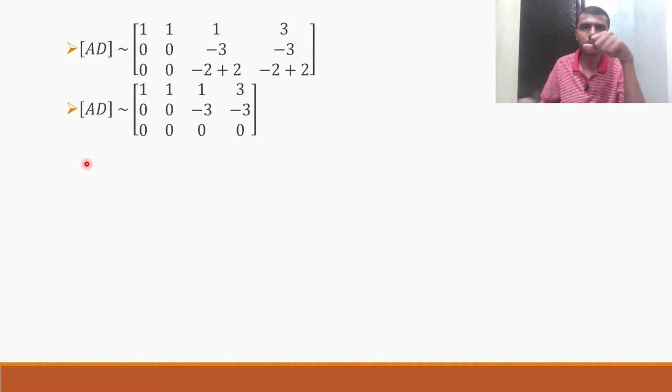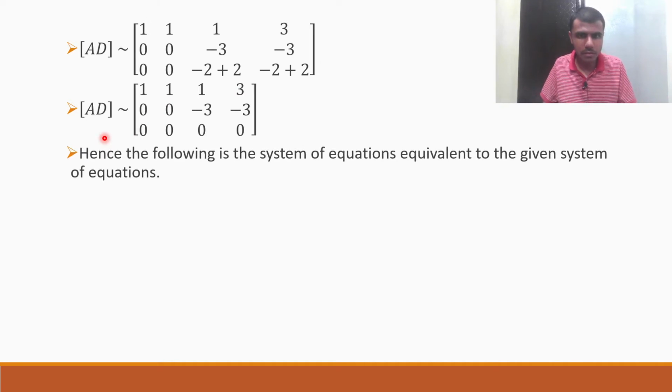Something interesting has come up. See, my entire bottom row is totally 0. Okay, fine. Now whenever we get something like this, I cannot convert it to 1 0 0, 0 1 0, 0 0 1. Now what we'll do is we'll first write this in normal form, basically our given system of equations.